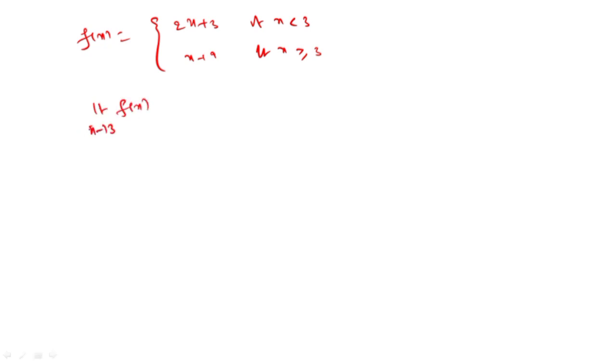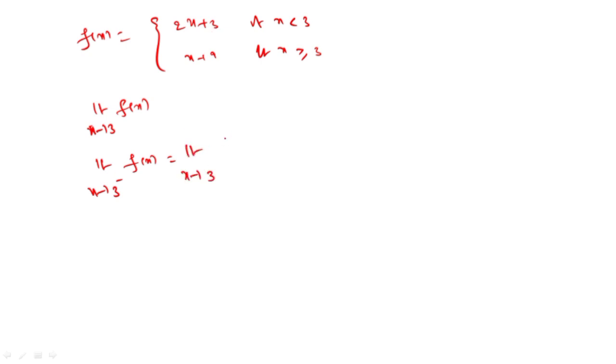So for example, suppose I take f of x as 2x plus 3 for x less than 3, and x plus 9 for x greater than or equal to 3. If I would like to find the limit as x tends to 3 of f of x, first I would like to find the left hand limit, as x approaches 3 minus. Whenever we are on the left side of 3, we have this function.